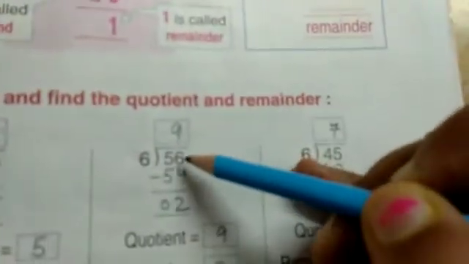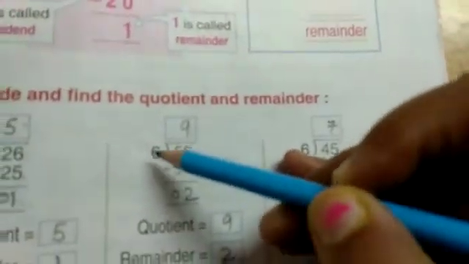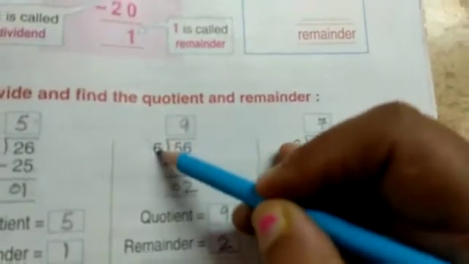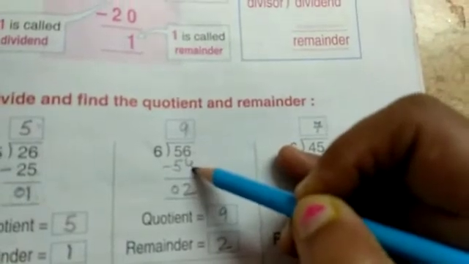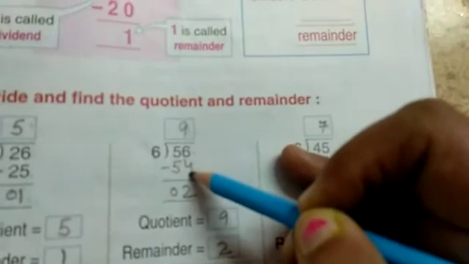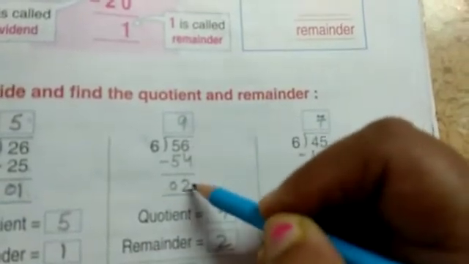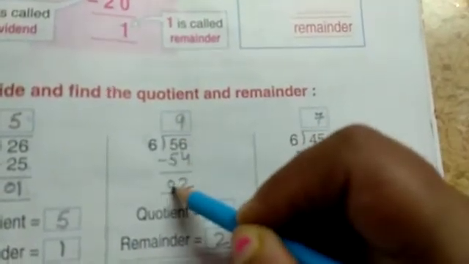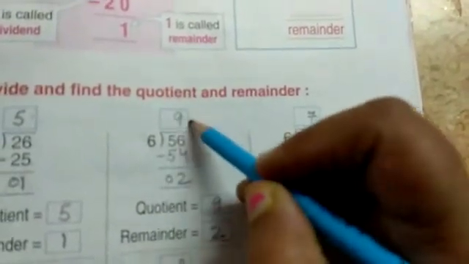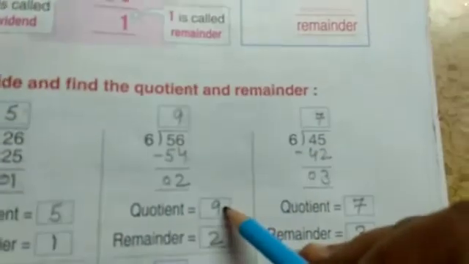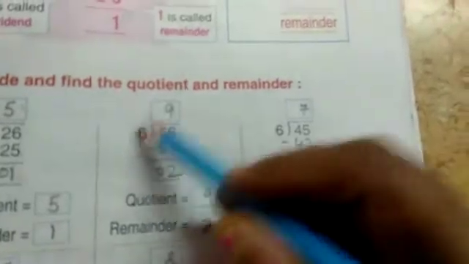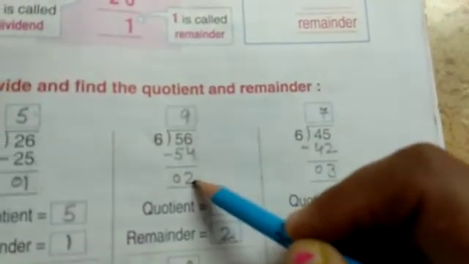In the next sum, what you have to do is 56 divided by 6. You have to say the table of 6 in your mind, and you have to reach till 56. 6 9s are 54. This is the nearest smaller number. 6 minus 4 will give you 2, and 5 minus 5 is 0. So this is the remainder, and this is the quotient. You have to write 9 in this box, and you have to write 2 in this remainder box. Okay, 6 9s are 54, and you get 2 as the remainder.